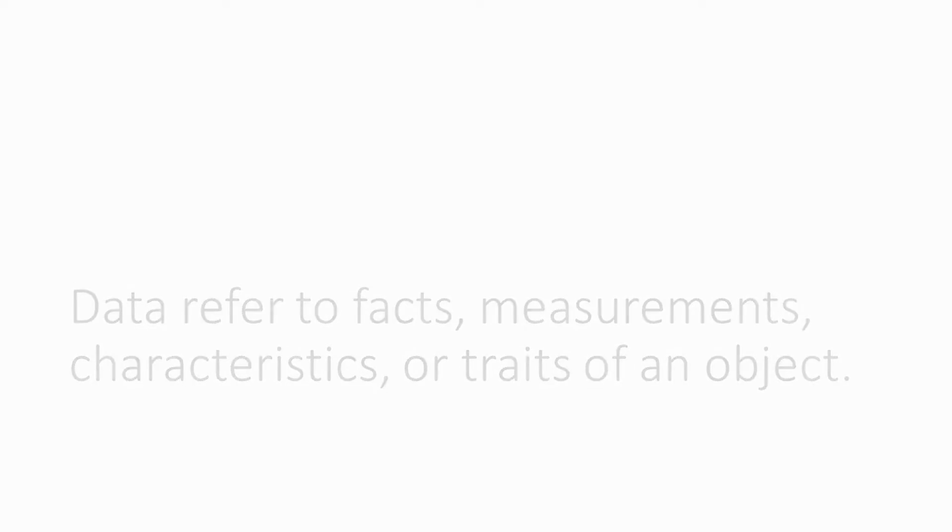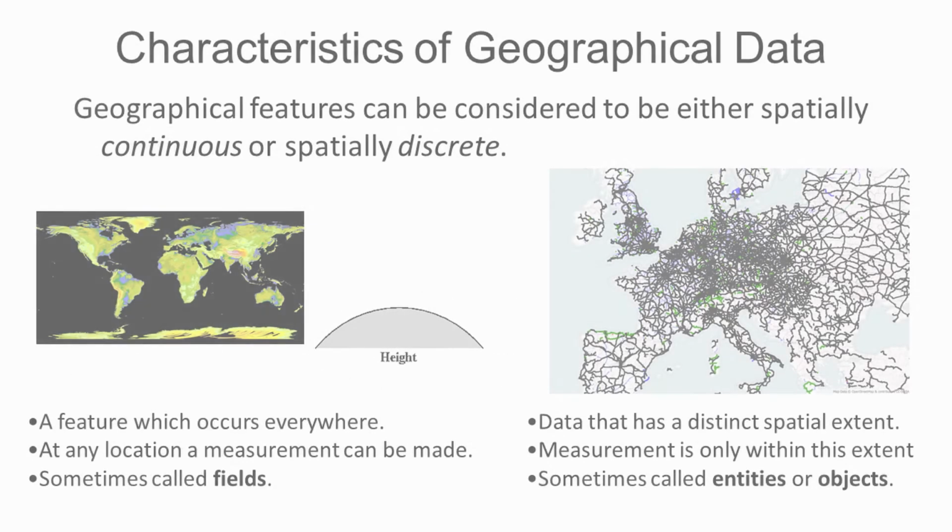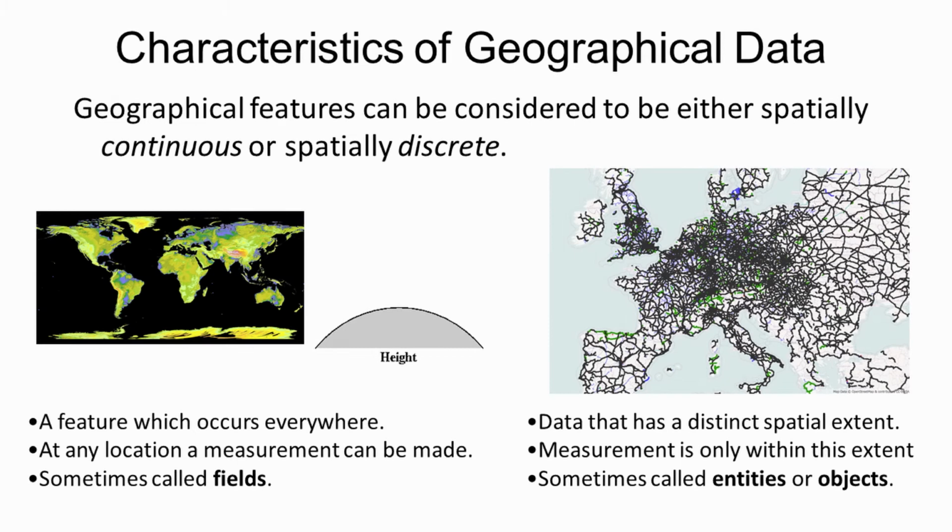Well, let's explore that. Geographical features can be either spatially continuous or spatially discrete. A discrete object has known and definable boundaries. It is easy to define precisely where the object begins and ends. A house is a discrete object easily defined by its walls. Other examples of discrete objects include rivers, roads, and land parcels. Discrete objects are usually nouns: a person, a place, or a thing.